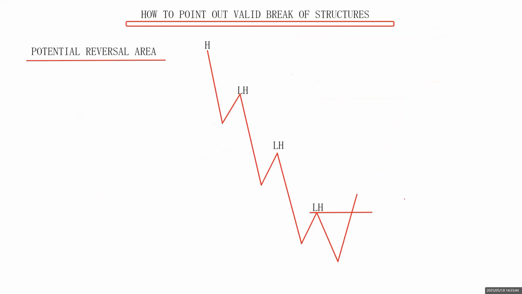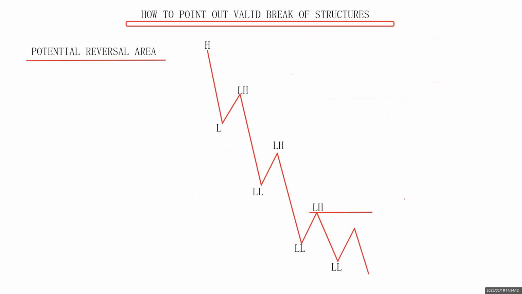Then how about here? This is a low. Then this is a lower low point. It's lower than the previous low. This is another lower low point because it's lower than the previous low. Then the last one right here, this is another lower low point because it is also lower than the previous low.